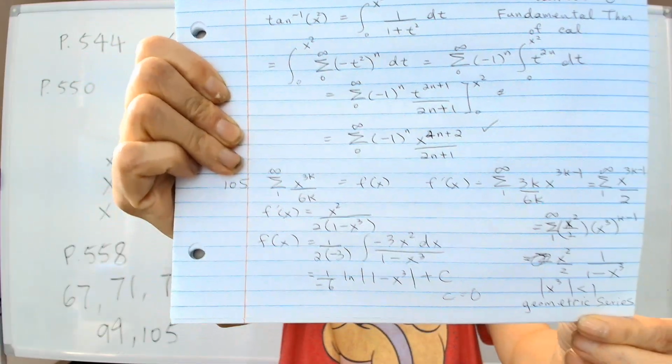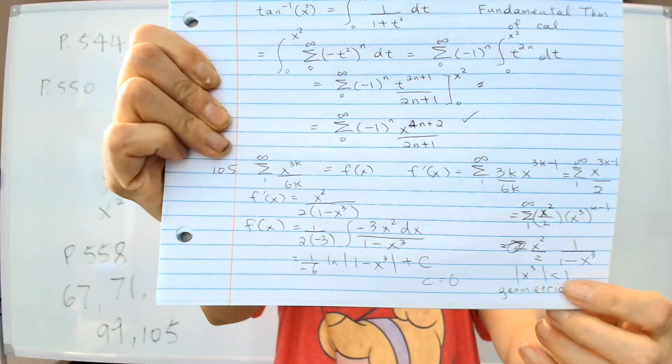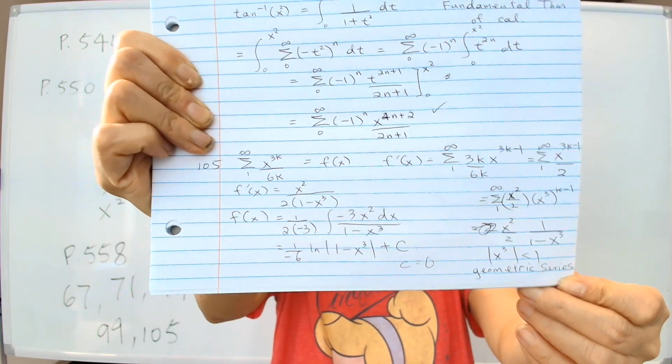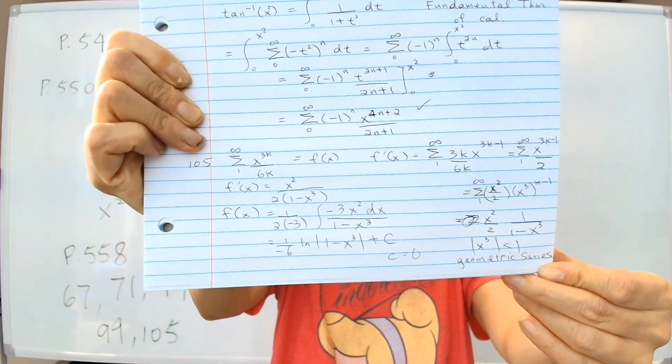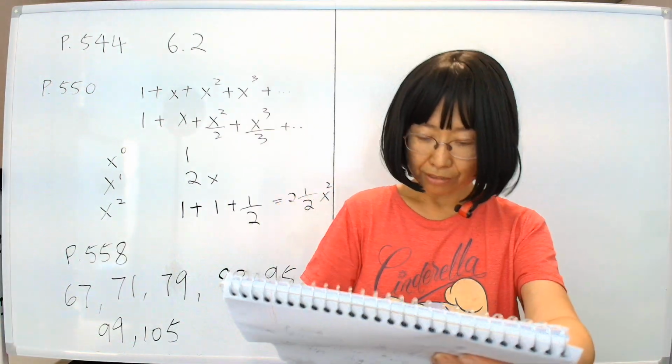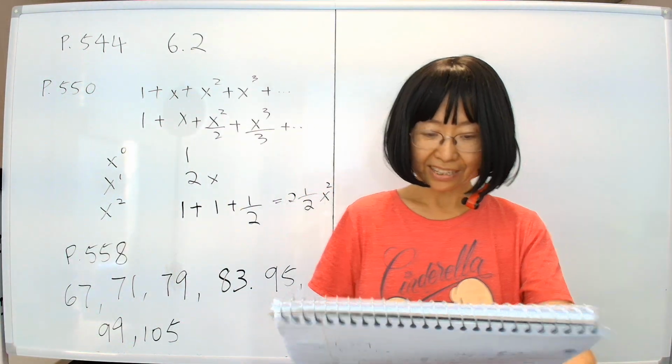Moreover, the series converges when the absolute value of x is less than 1, being that it's a geometric series. A geometric series converges when the ratio is less than 1 in absolute value and diverges when it's bigger than 1. And so that's the radius of convergence. And with that, we mark the end of this section.